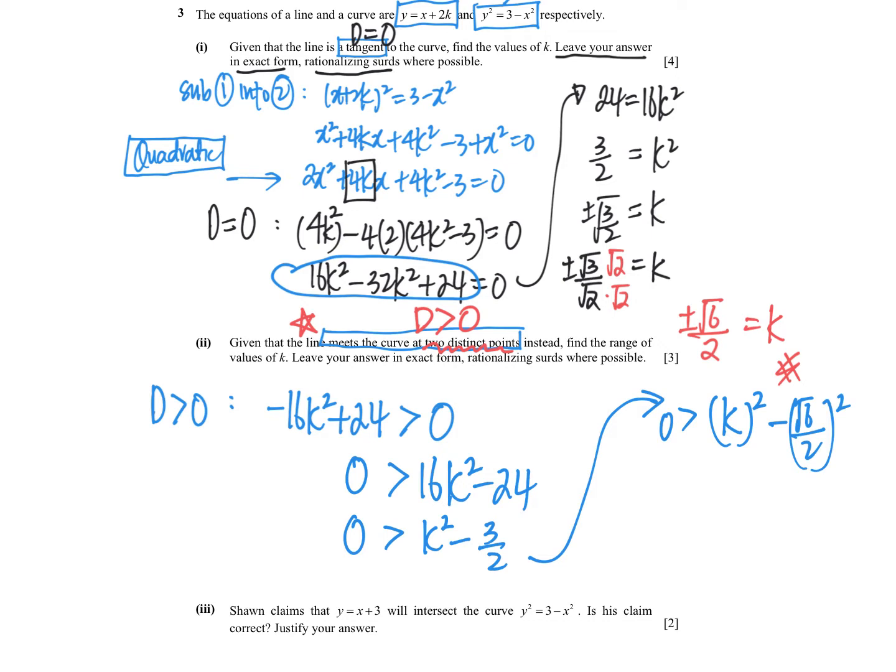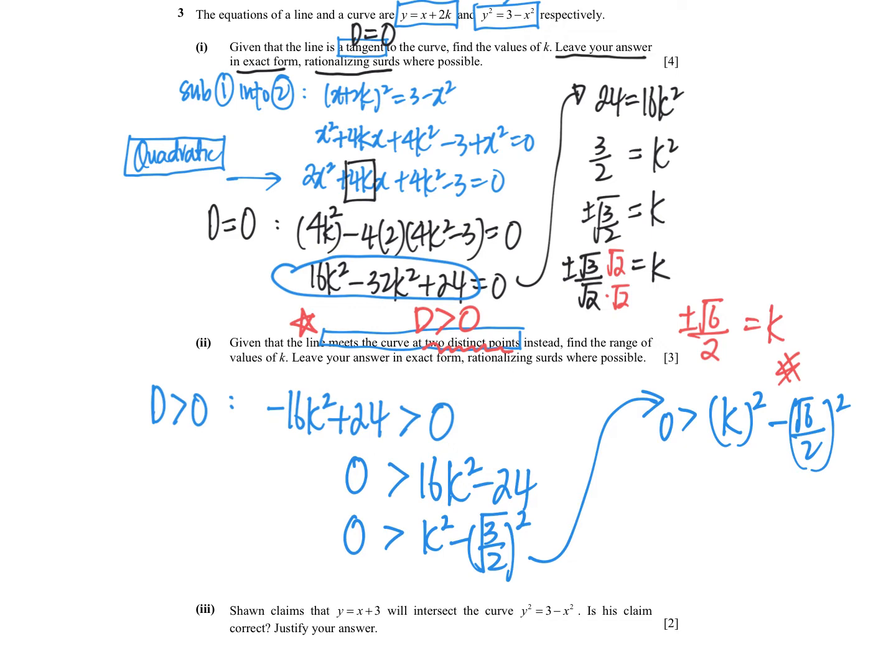Shouldn't you do the root 6 over 2 on the k? Like you sub the... Yeah, here. Because this is the same as this. No, but right, I can sub it to the k squared. No. It's a different set of k that I'm trying to find, so I cannot use this as k.